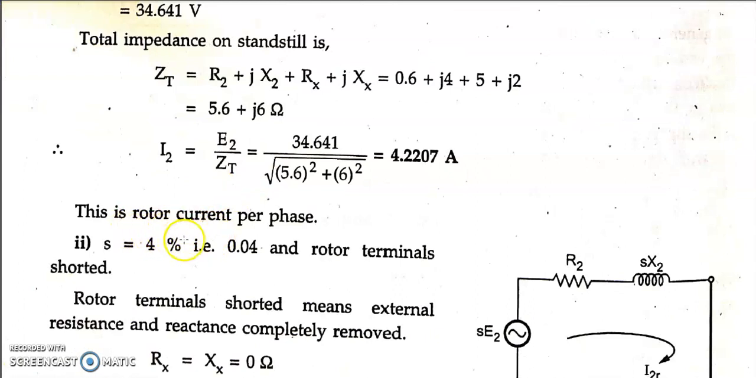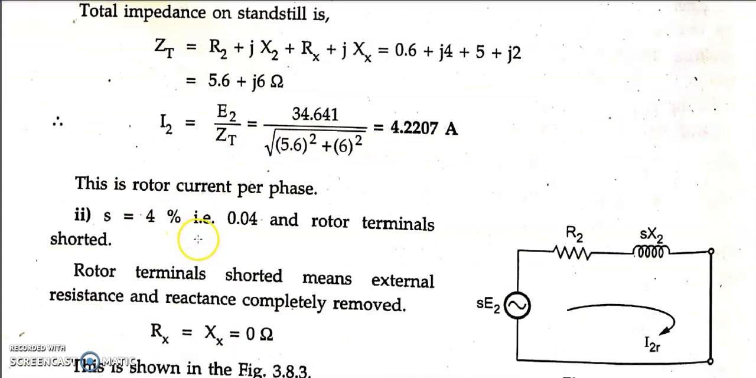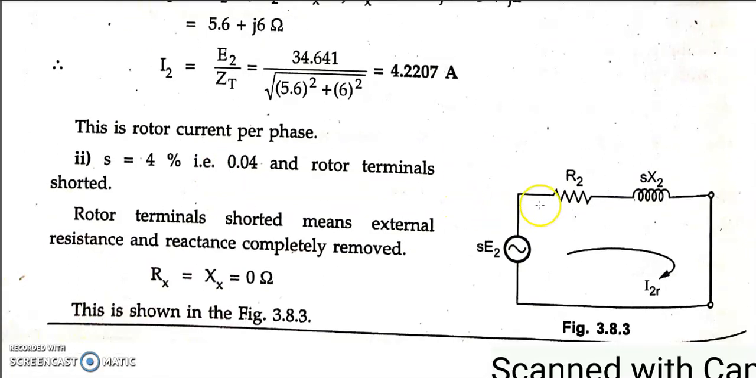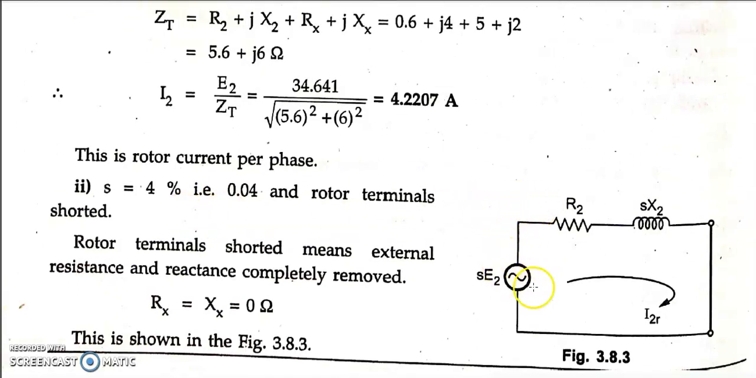Now the second condition is we're going to calculate the current flowing in the rotor, that is I2, but now at the condition of running. So we're going to have the running condition here. Remember, it is the same circuit. Before it was just E2 here, now it is S into E2. S into E2 is nothing but E2R. Actually E2R is equal to S times E2, which we have already discussed in earlier classes. Like I said, R2 remains R2 itself, doesn't matter whether your motor is running or standstill.